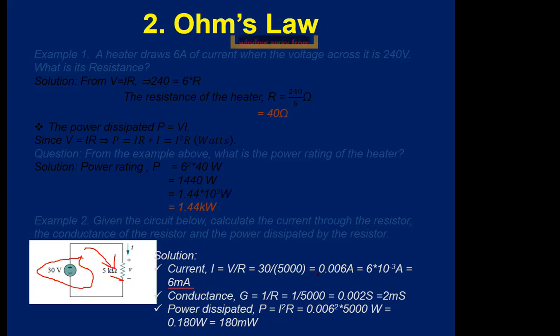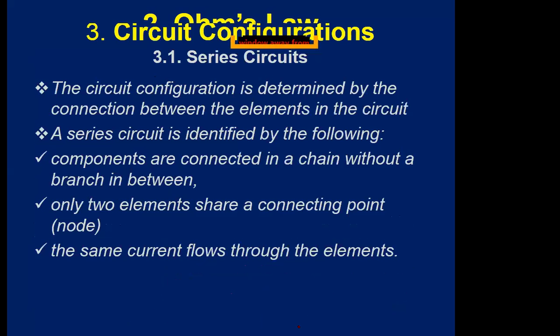Then conductance is called the inverse of resistance. So G is 1 over R, and your R is 5 kilo, which is 5,000, and then you get your conductance as 0.002 Siemens or 2 millisiemens. Then power dissipated is I squared R. We've calculated our I as 0.006, so squared, multiplied by the resistance, which is 5,000, you get 180 milliwatts as the power dissipated in that resistor. So this is a very simple example of an electrical circuit where you have to do those calculations using Ohm's law.